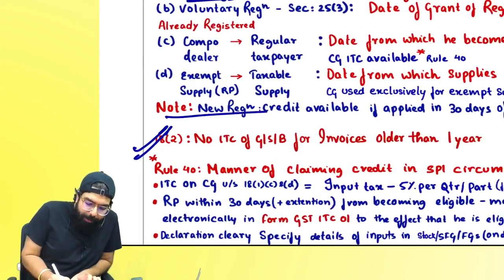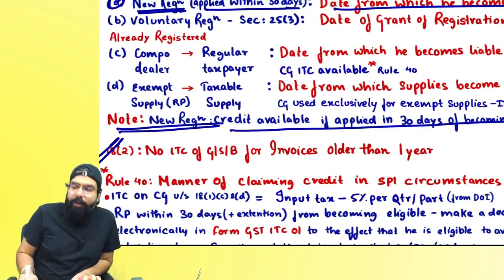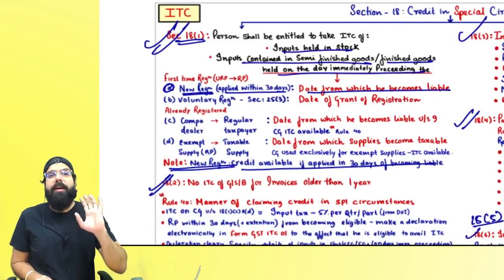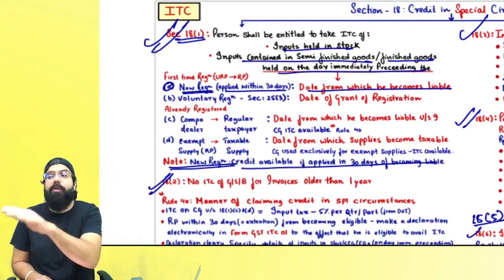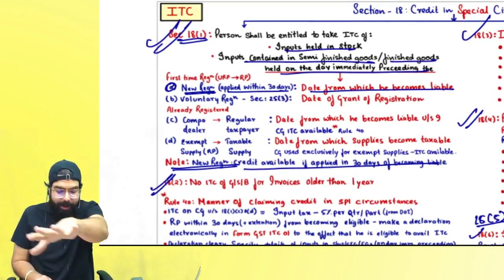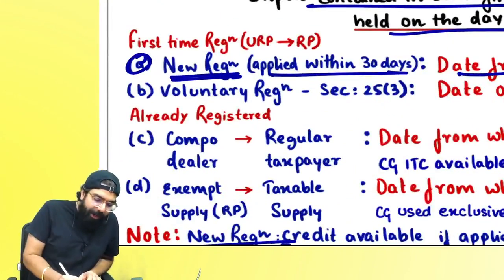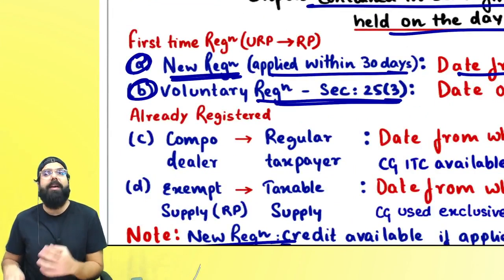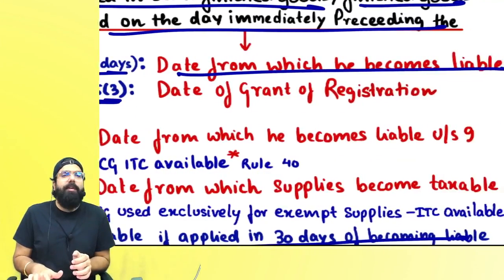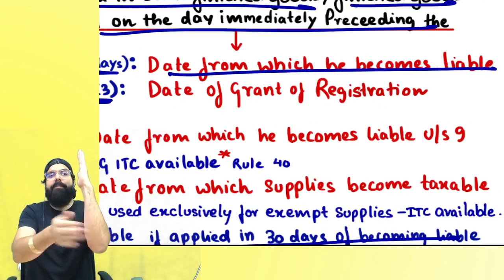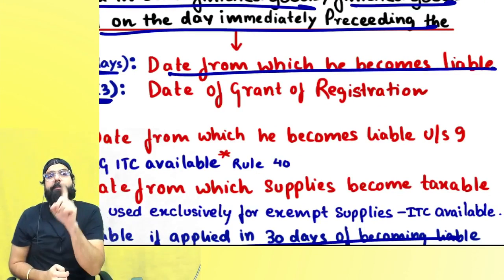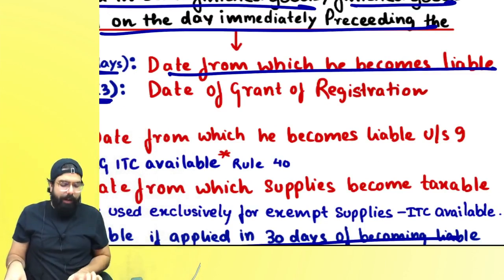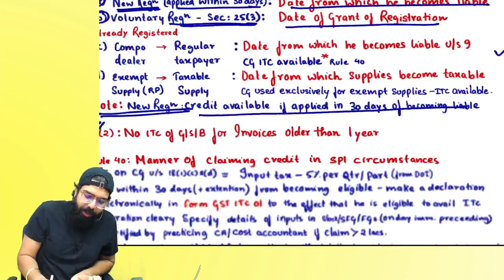Sir, if I don't apply within 30 days, always remember credit will not be allowed of your stock if you have not applied for registration within 30 days. Basically, the person will not be allowed to file ITC 01 and take the credit. Section number 18.1b says if you have taken voluntary registration under section number 25 subsection 3, then in that scenario always remember the day registration is granted, from that date is valid. So 1 day prior, whatever input is there in your stock, semi-finished goods and finished goods, you will be able to take the credit. Right everyone? From 1 day prior to the date of grant.